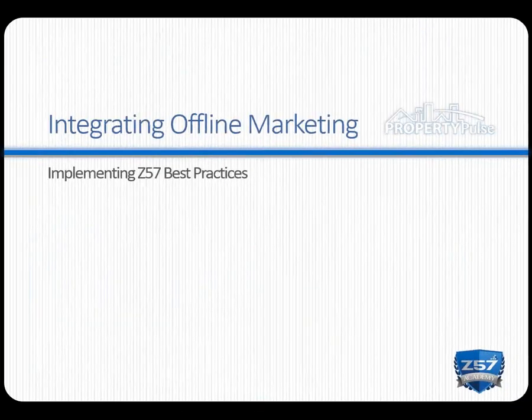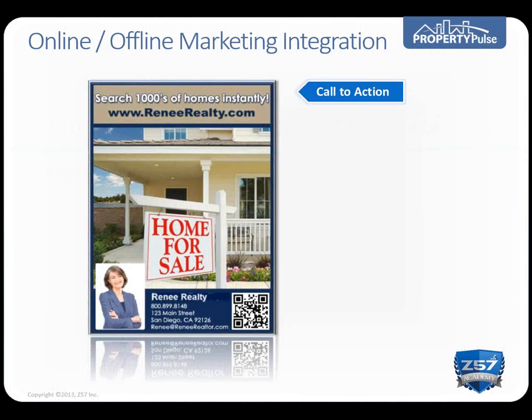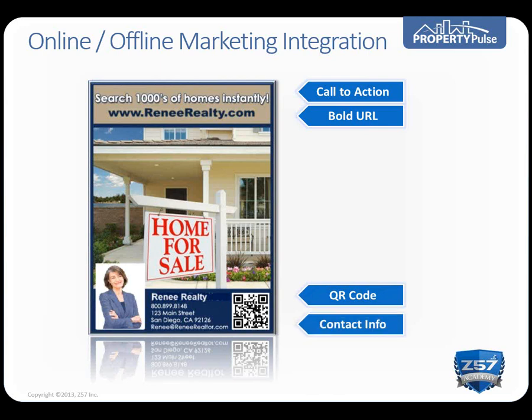Now, I want to provide examples of integrating your online and offline marketing following Z57 best practices. So let's start with what could be a magazine ad or a postcard mailer. The design is bold and very clean. Highlighted by this layout, we see a call to action, strong call to action. Your URL is front and center. It's big, it's bold, it's quick and easy to read. A QR code is included to direct mobile consumers to your online presence. And clear contact information makes it easy to get in touch.